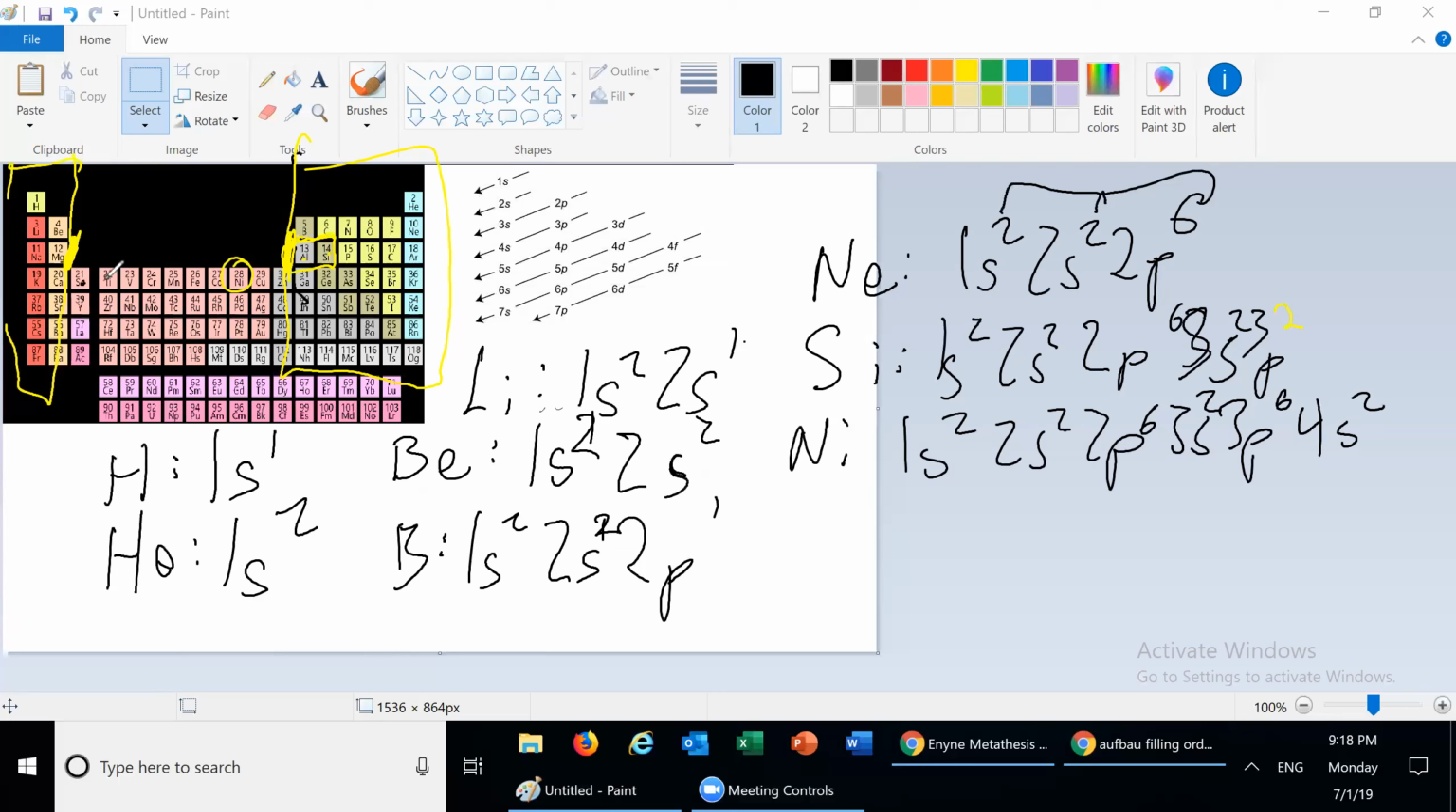Okay. 1, 2, 3, 4, 5, 6, 7, 8. Right? And that's the number of 3d electrons. Okay. Yep.